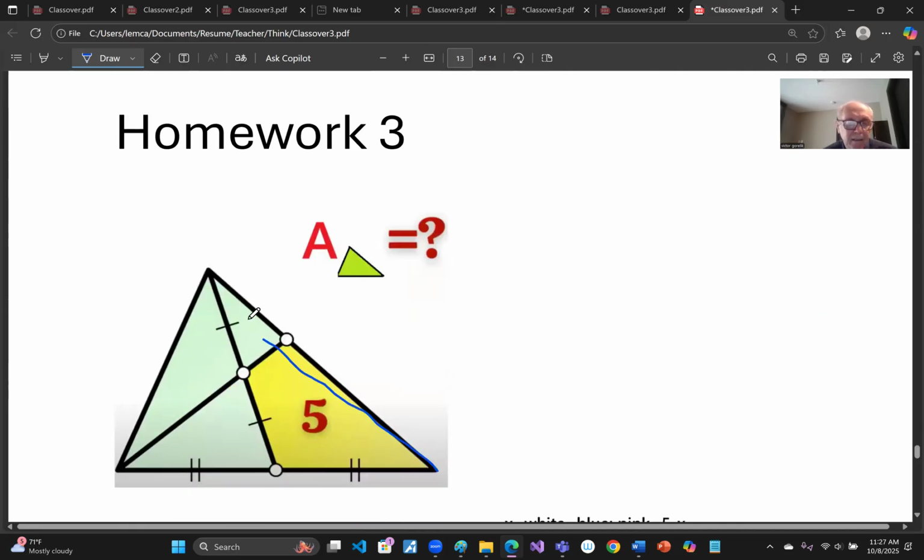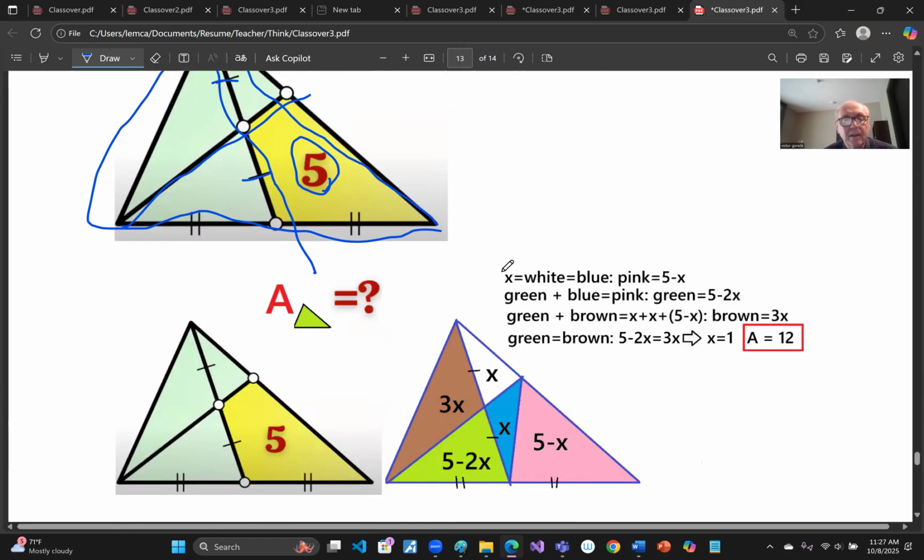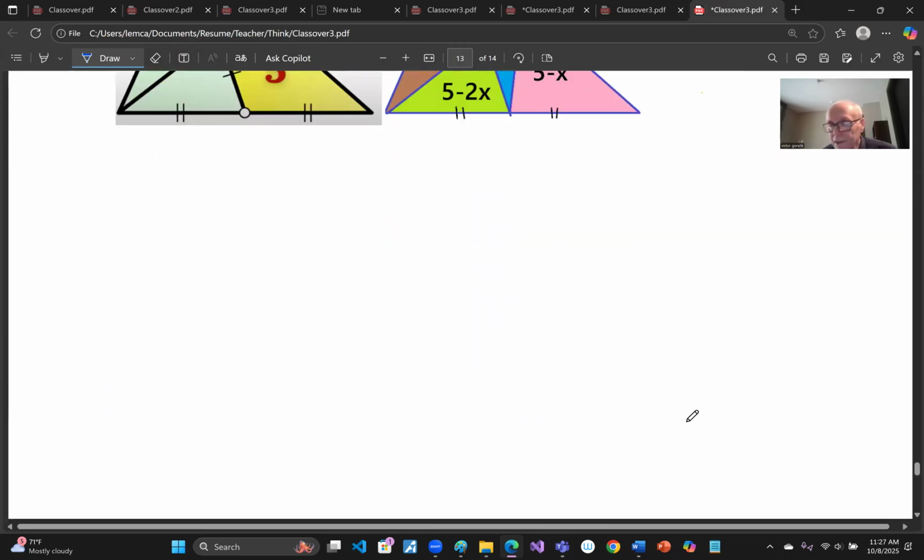I have a triangle. There is a median, and a line which divides this median into two equal intervals. I know the area of the yellow part. What is the total area of the triangle? Once again, I give you hints, I give you the answer, and you need to explain to me how I arrived at this answer.